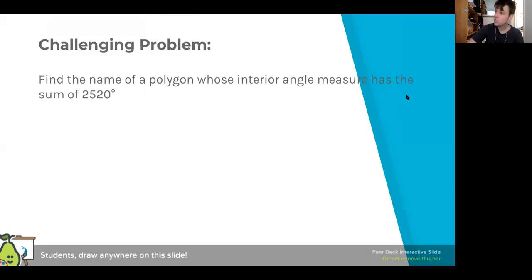Here's a last challenge problem. Kind of an interesting one. I didn't actually get to this in class, but I'll go ahead and go through it here. So it says, find the name of a polygon whose interior angle measure has a sum of 2,520. We could just do a guess and check, or we could actually just solve it. So solving is the easiest, right? We can solve for n, for the number of sides.